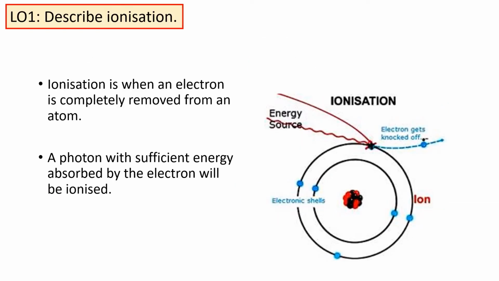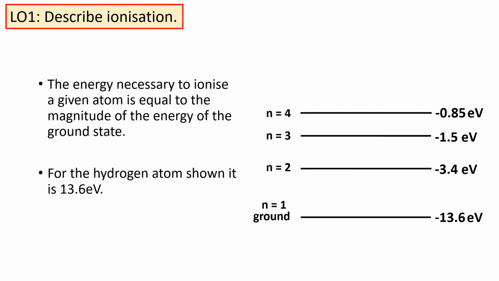To begin with, ionisation is a simple process whereby electrons are completely removed from atoms. For example, a photon with sufficient energy absorbed by the electron will cause it to be ionized or removed from the atom. The energy necessary to ionize an atom is given by the magnitude of the energy of the ground state. For example, we have the energy level structure of hydrogen shown. For hydrogen, it would take 13.6 eV to remove an electron completely from the atom.